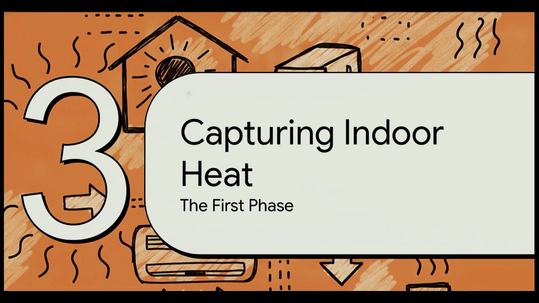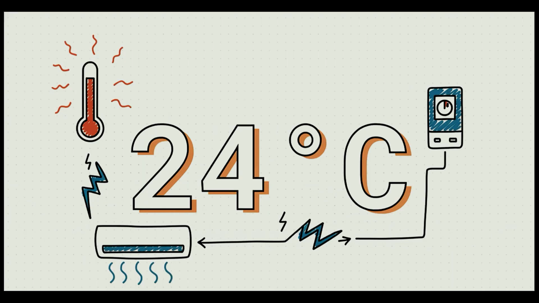Section 3. Capturing the indoor heat. The entire cycle kicks off with a simple electrical signal. Say your room temperature has crept up to an uncomfortable 30 degrees Celsius. You walk over to your thermostat and demand a nice, comfortable 24-degree environment. When the thermostat detects that the indoor temp is higher than your desired setting, boom, it fires an electrical signal straight to the AC unit to wake up and start the cooling cycle.